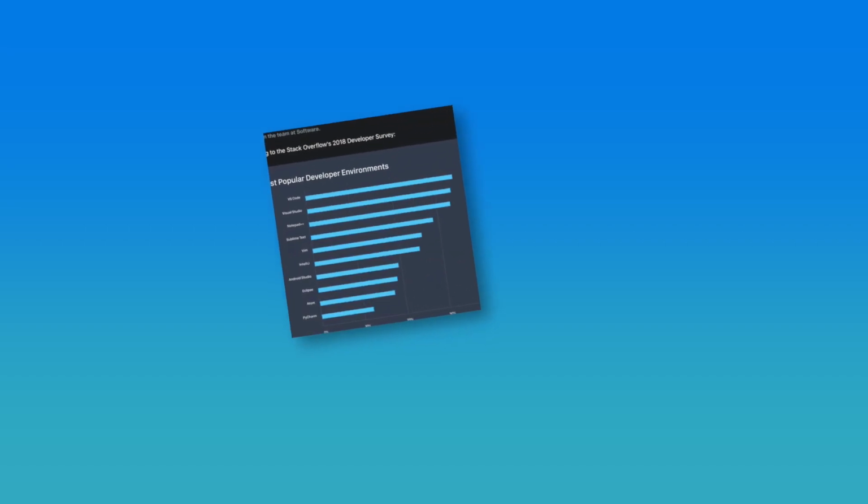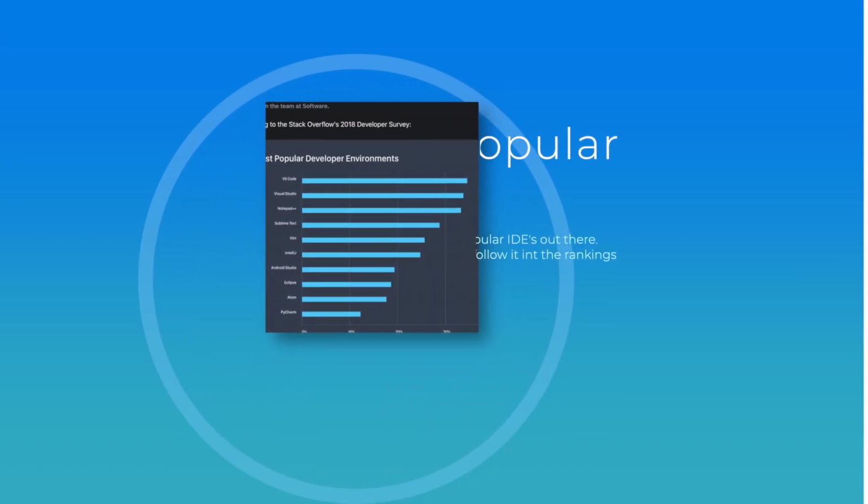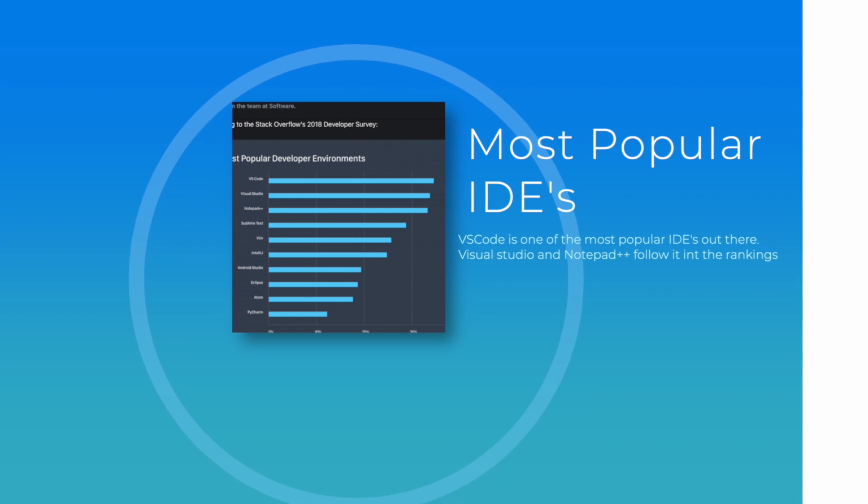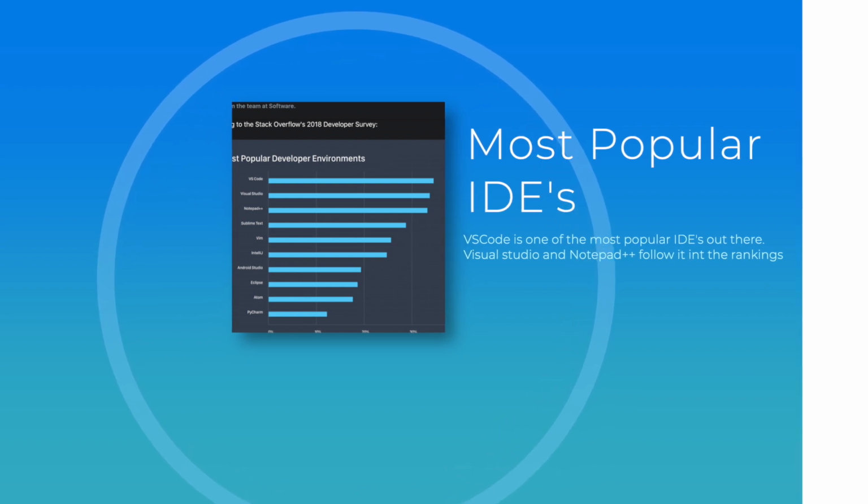So in this picture, you can see that at the very top we have VS Code, and following that we have Visual Studio and Notepad++ in that order. Also, what makes it the most popular is because it has a huge number of extensions and has support for almost any language out there. And hence the developer community absolutely loves it, especially the JavaScript developers.